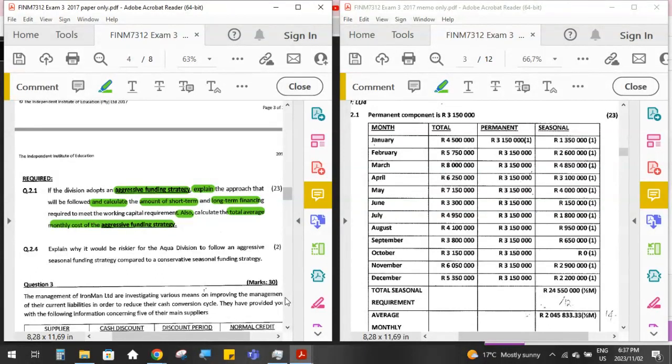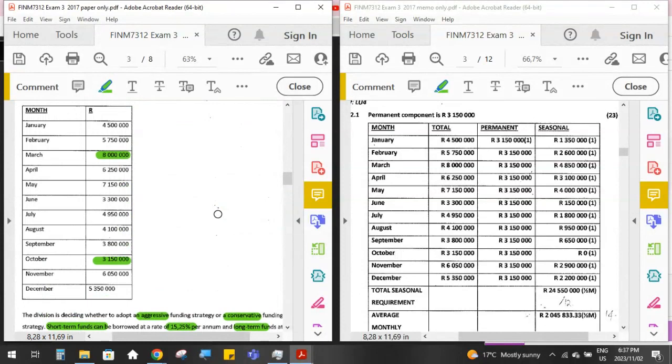So for an aggressive funding strategy, we've already had a look here, and we've said that the highest amount is 8 million, the lowest amount is 3.150 million. So every single month of the 12 months, at a minimum, we require a permanent funding of 3.150 million.